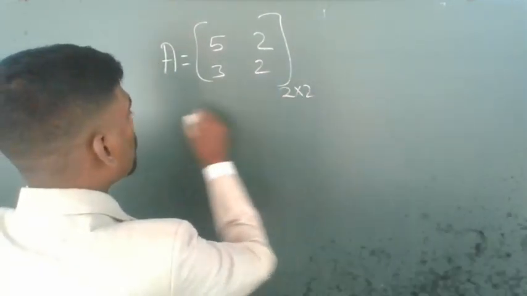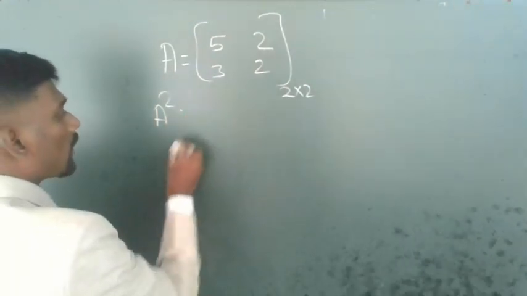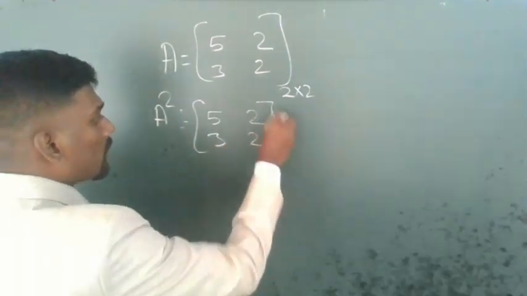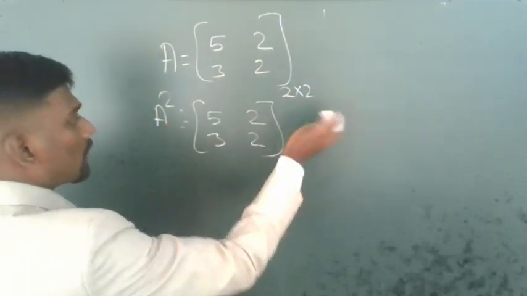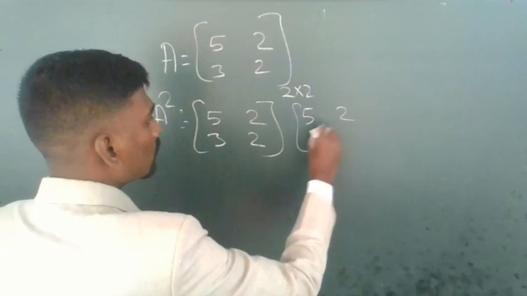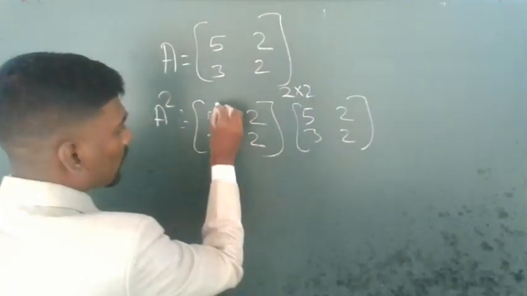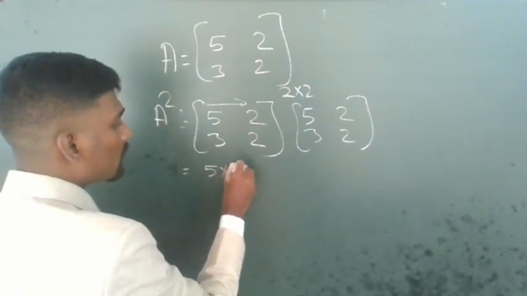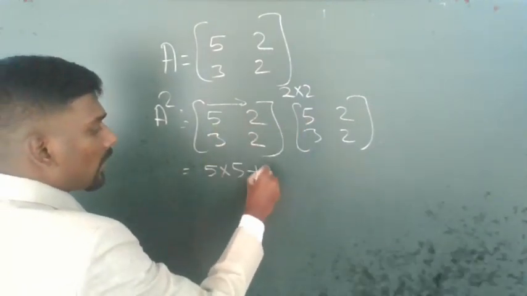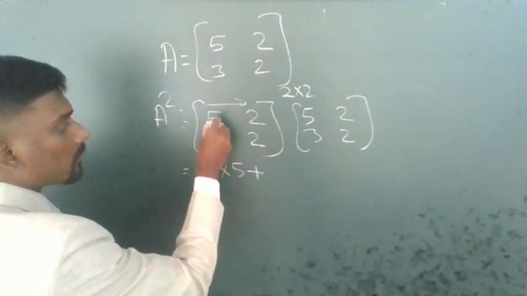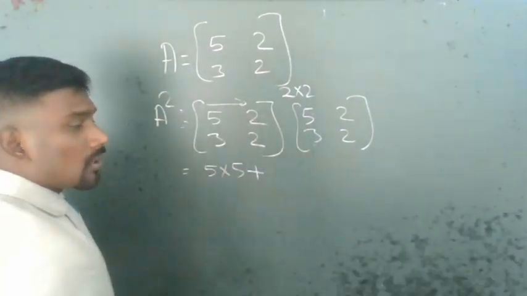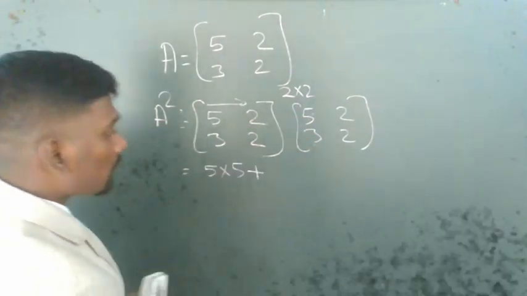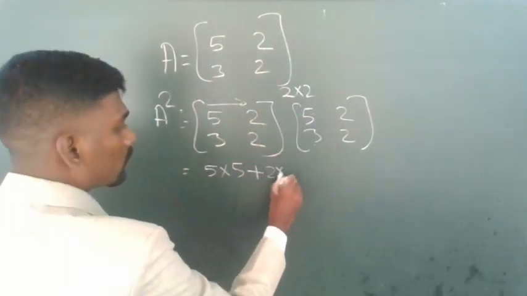So now I am going to find the value of A square. 5, 2, 3, 2 times 5, 2, 3, 2, that A is going to multiply again. Understood? Now take the first row and first column. What does it mean? 5 into 5 plus 2 into 3. I told you: first element, second element down. Take row and then column. Go straight and then down.